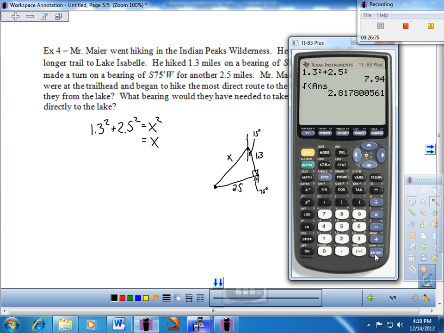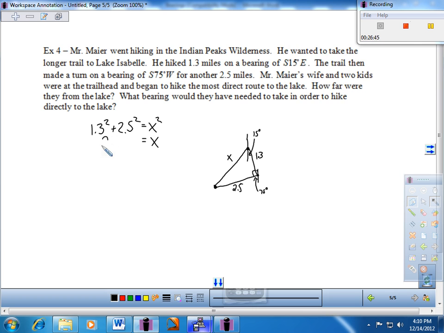And there we go. So it looks like about 2.82 miles, give or take, from the trailhead. All right, part one completed. So that's just the distance from one point to the other in a right triangle, absolutely perfect.